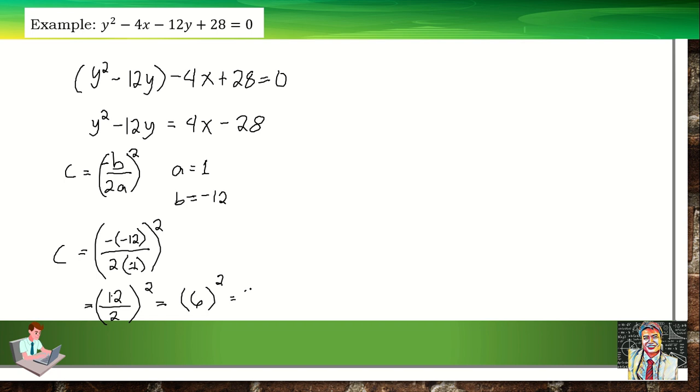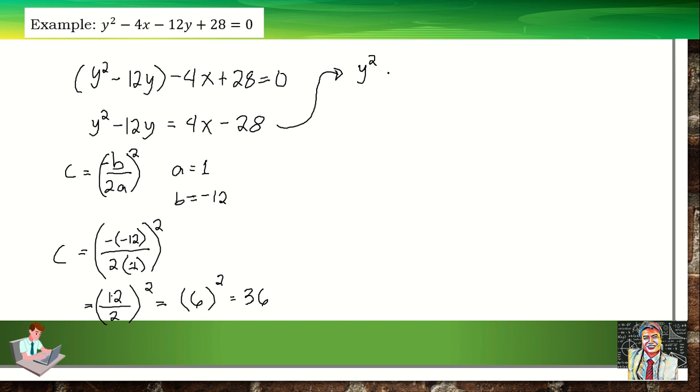6 squared is 36. So, 36, ilalagay natin dito. Sabi, whatever terms that were added to the left side, add them also to the right side of the equation. So, ibig sabihin, kailangan lang natin balansehin. Kasi pag nag-add lang tayo ng 36 dito, binago natin yung equation. So, para hindi natin mabago yung equations, mag-add tayo both sides.